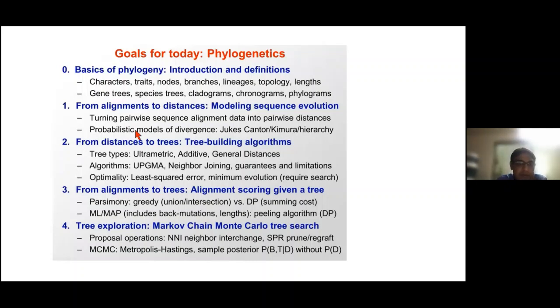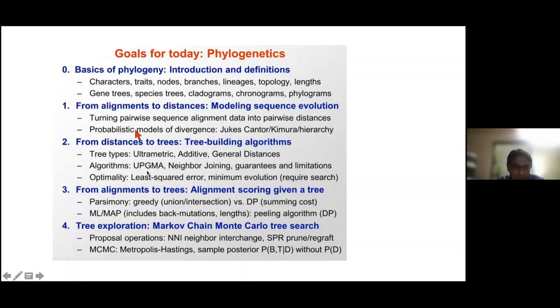So you do the alignment, and from that we create the distance matrices. There are different models you can use for the distance matrices. Here we'll cover the Jukes and Cantor model. We'll just provide a highlight of the Jukes and Cantor model and the Kimura model. From distance, how we can create the trees.